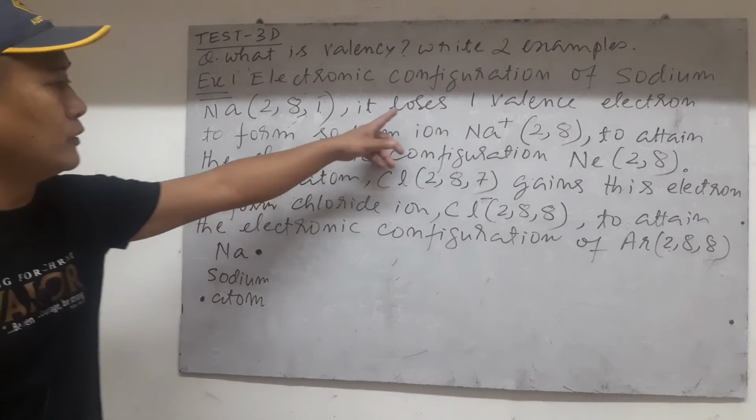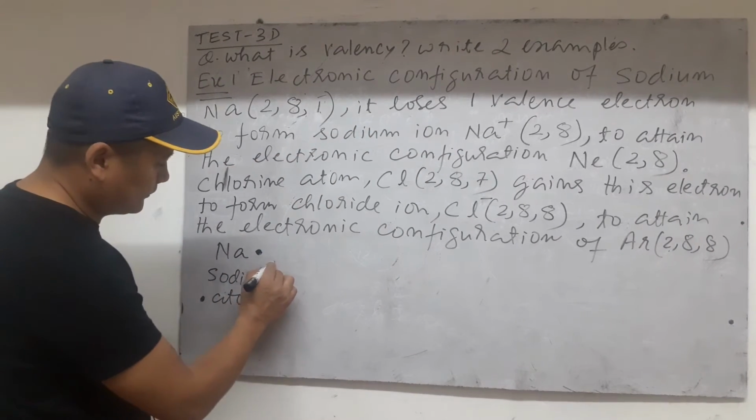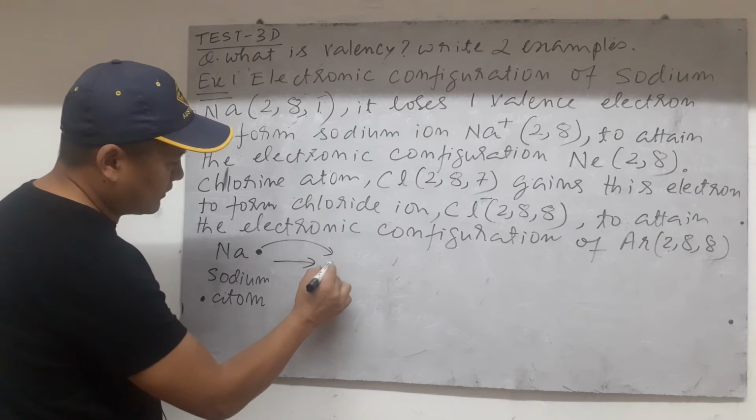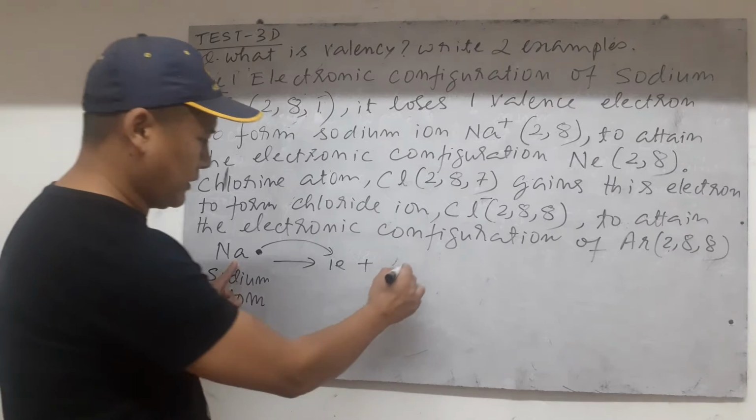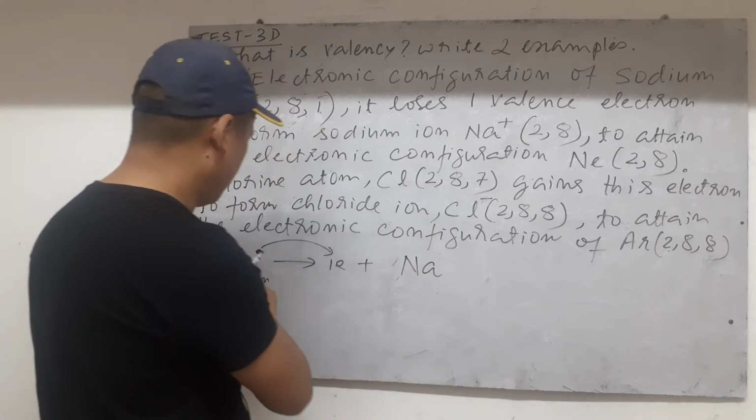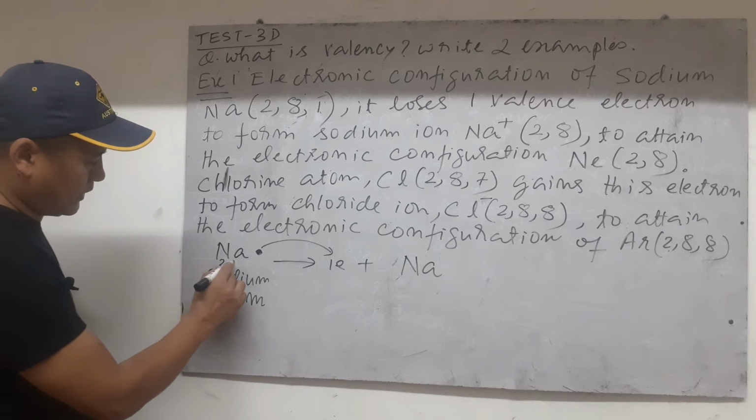Sodium atom loses 1 valence electron, so it will lose this. Here it lost 1 electron coming out, so it's no longer attached to this one, and it becomes Na plus. Since 1 electron is lost, now this is here 2, 8, 1.